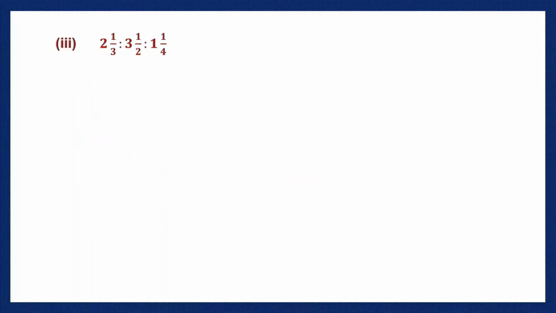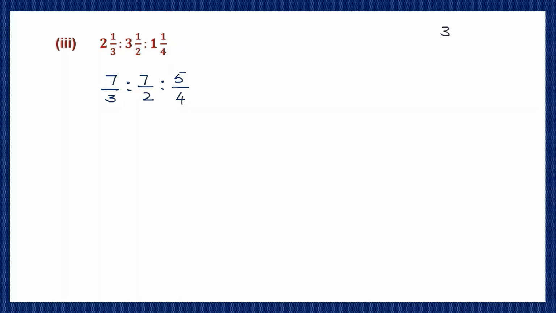Next question. We have 2 1 by 3 is to 3 1 by 2 is to 1 1 by 4. So first let's convert it. 3 twos are 6 plus 1, 7 by 3. 2 threes are 6 plus 1, 7 by 2. 4 ones are 4 plus 1, 5 by 4. Okay, when we have three fractions like this, we need to find the LCM.